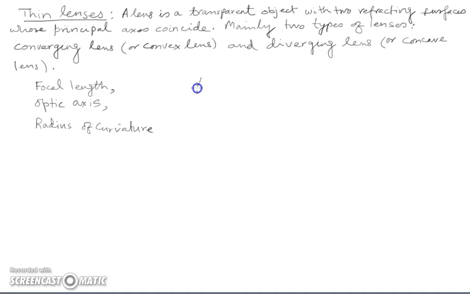So let me talk about the convex lens first. It's made of two curved surfaces, refracting surfaces. So focal length, by focal length we mean, if this is my optic axis, the axis passing through the centers of curvature of the two curves. So this is one curve, this is another curve, and their principal axes coincide.